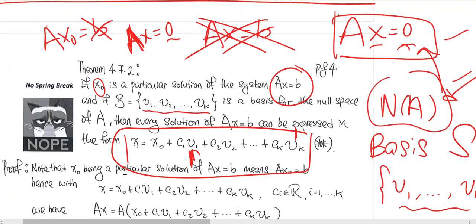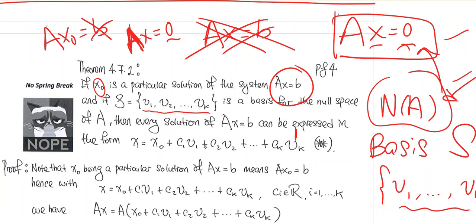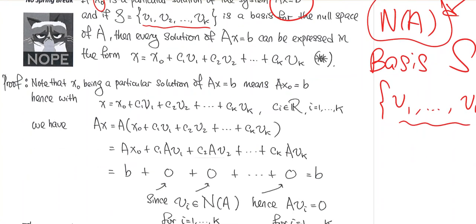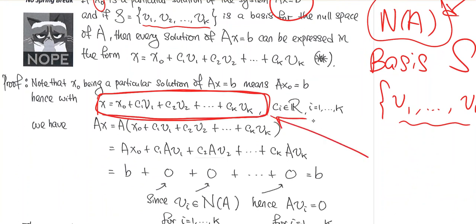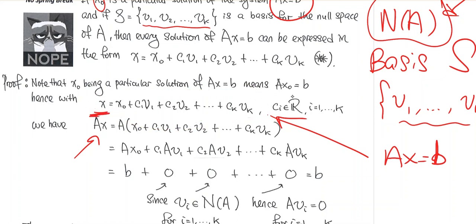Seems pretty straightforward. In fact, it's pretty straightforward because the proof is also pretty straightforward. We want to show that all the solutions for AX equal to B will be in this form. So you multiply A on both sides and see what happens. A of X is on the left-hand side, and then A of this whole thing. We distribute. AX naught is the first term, and we know AX naught equals B. Why? Because that's how we defined X naught.